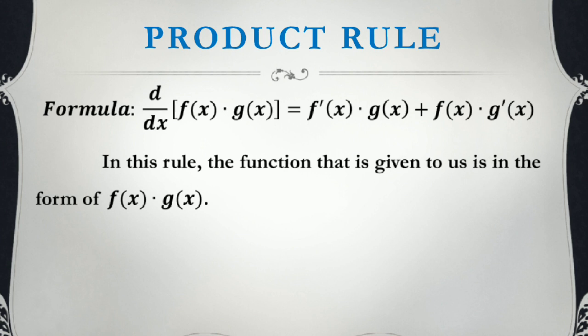It's time for the product rule. The formula of the product rule is as follows. The derivative of f of x times g of x is equal to f prime of x times g of x plus f of x times g prime of x. If the function that is given to us is in the form of f of x times g of x, we can use the product rule.